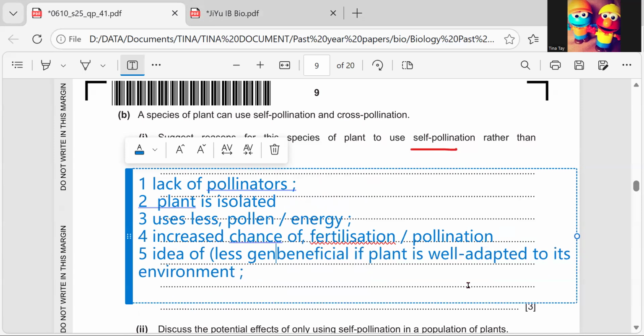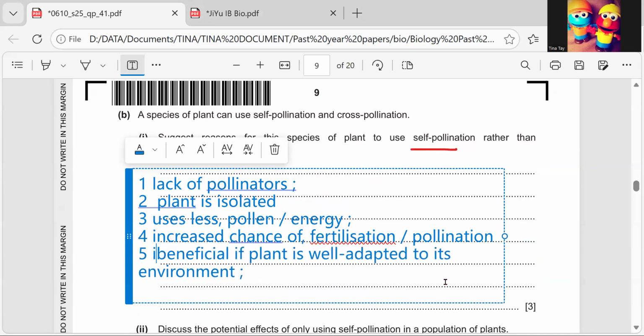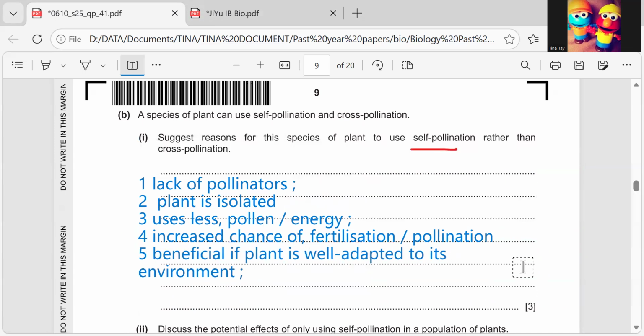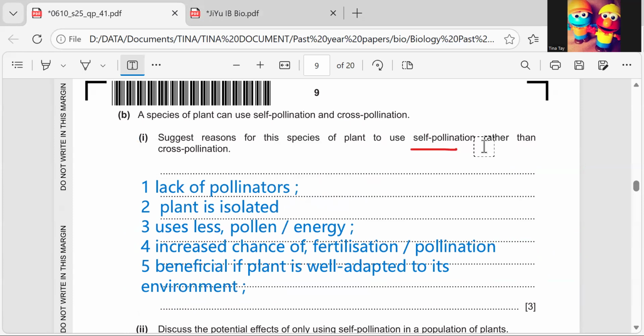It is beneficial if the plant is adapted to the environment. That means no need to have variation, no need to have diversity because it's already very good. Can I understand?